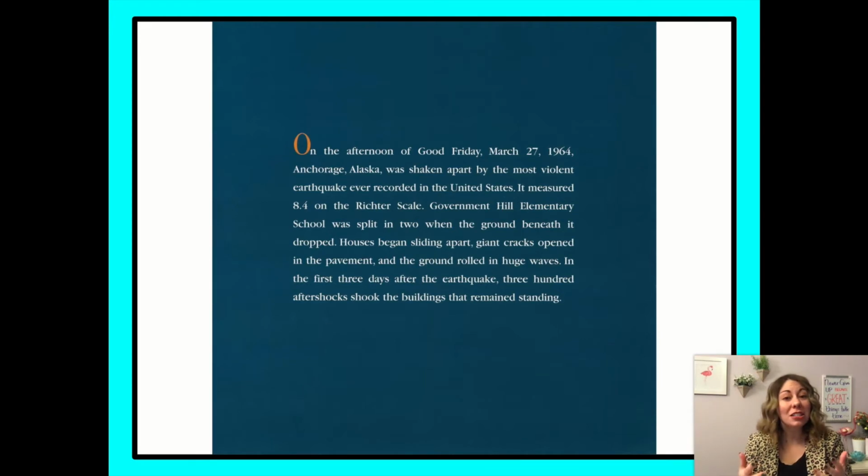Remember, we've talked about in that sequence of events, after the main earthquake happened, there can be aftershocks, or smaller earthquakes that happen afterwards for days or even weeks. So in this case, it says over 300 aftershocks occurred. That's a lot.